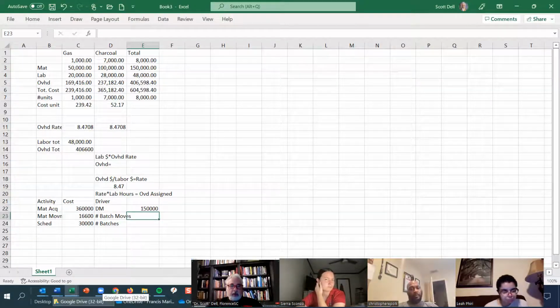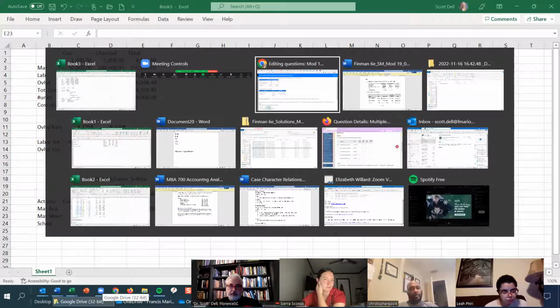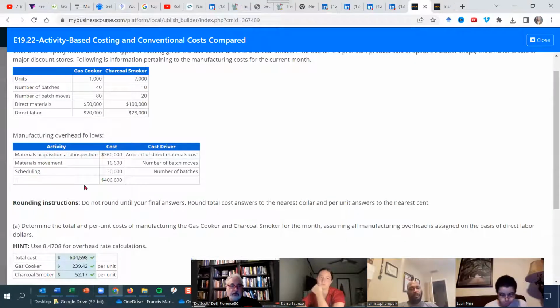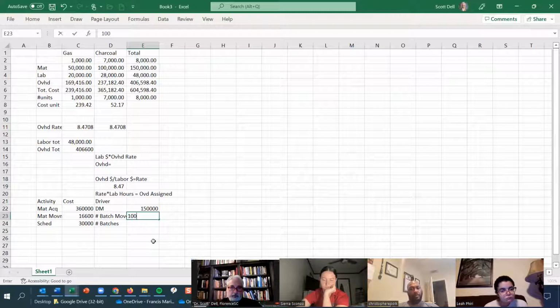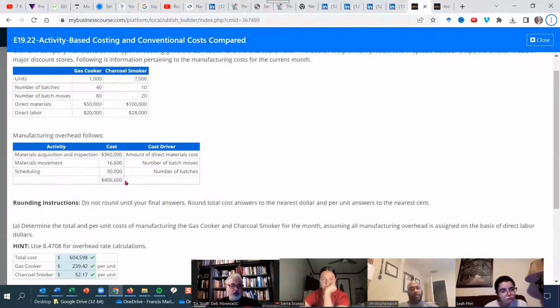Okay. Now batch moves, I have to look at the table. They gave us a batch. Wasn't it 70 for moves? No, total of batch moves of 100. And then number of batches in total, 50, of 50, 40 and 10.